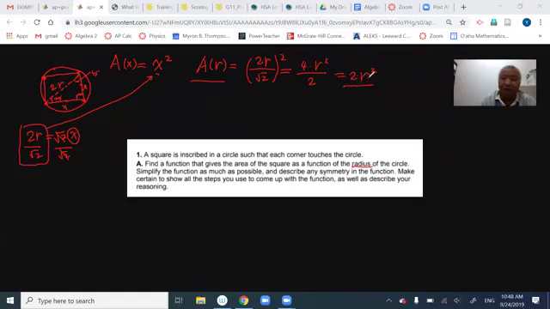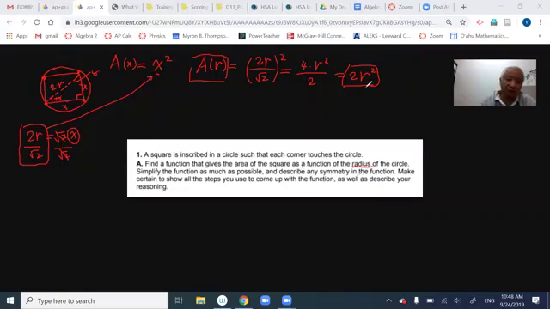Now we find the area of the square is a function of the r. So we found the function that gives the area of the square as a function of the radius of the circle. They ask you to simplify the function as much as possible. So this one equals this one. That's simplified already, okay?